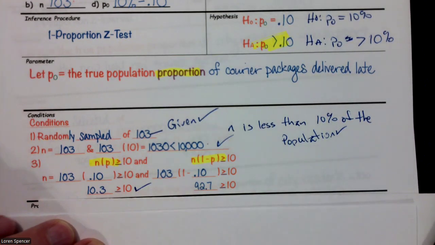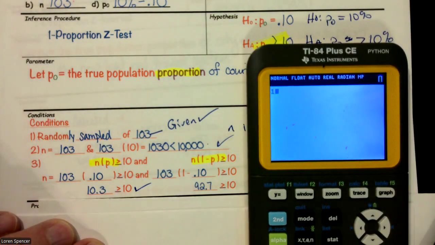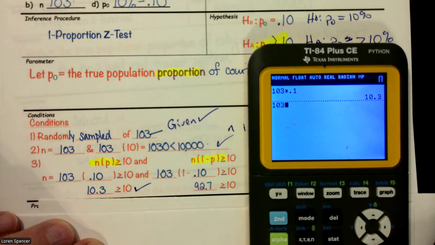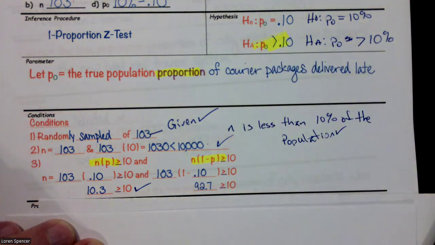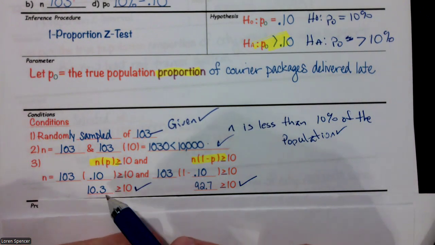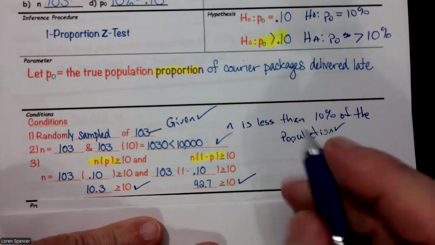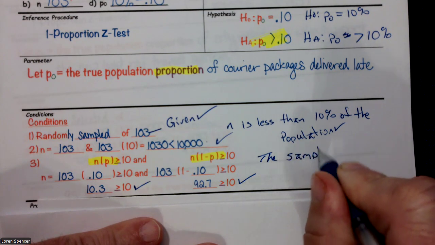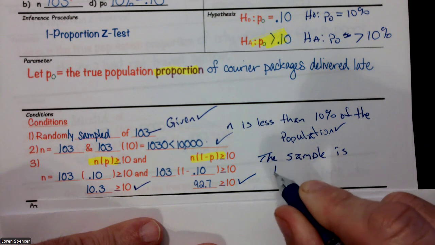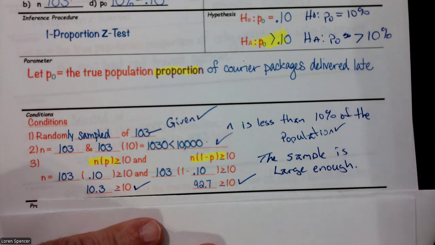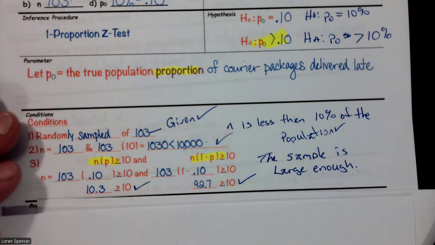And then we have n(1 - p). By the way, I'll just go ahead and do both of these. 103 times 0.1, all right, 10.3. Then I do 103(1 - 0.1), and I get 92.7. And that's also greater than 10. So in this case, both things have to be true, and they are. So we can say the sample is large enough. And if you're in AP Stats, you would write the sample is large enough to use the normal approximation. But all we need is the sample is large enough here.